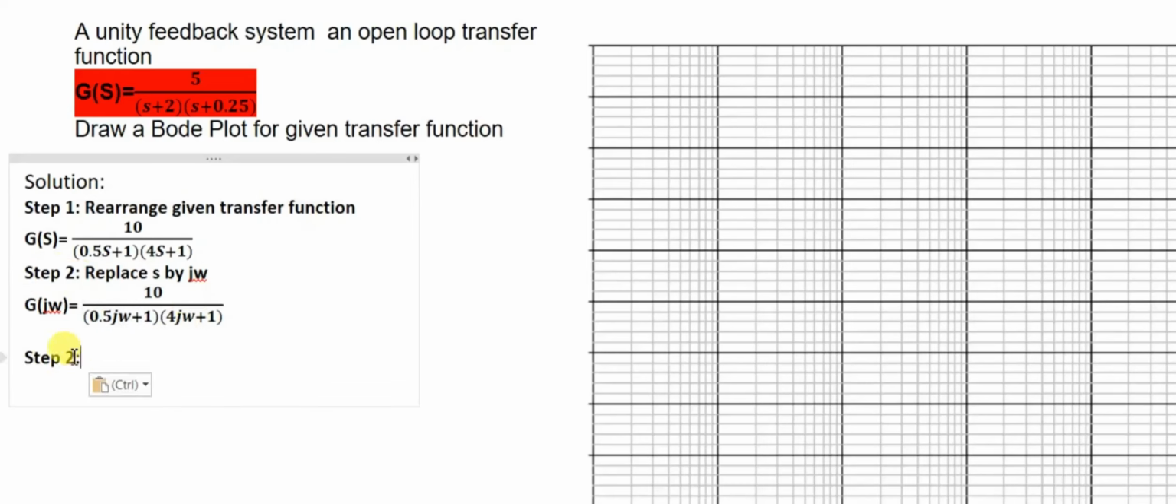To rearrange the given transfer function, it would be arranged in such a manner that all your pole parameters are in the standard form 1 plus sT. So while rearranging, you will find that the constants 2 and 0.25 come out common, and we get the transfer function in this form. Once you have converted your transfer function into standard form, your next step will be to replace s by j omega, which is the frequency term. While replacing, you need to replace all the s by j omega.